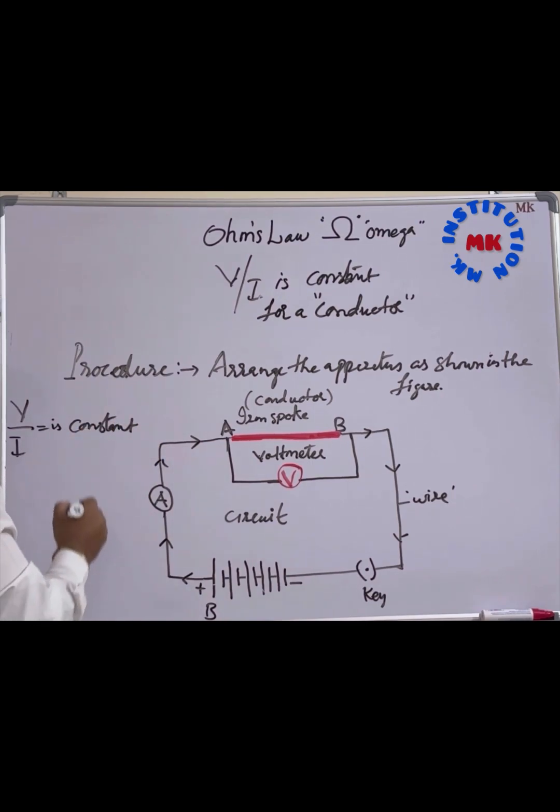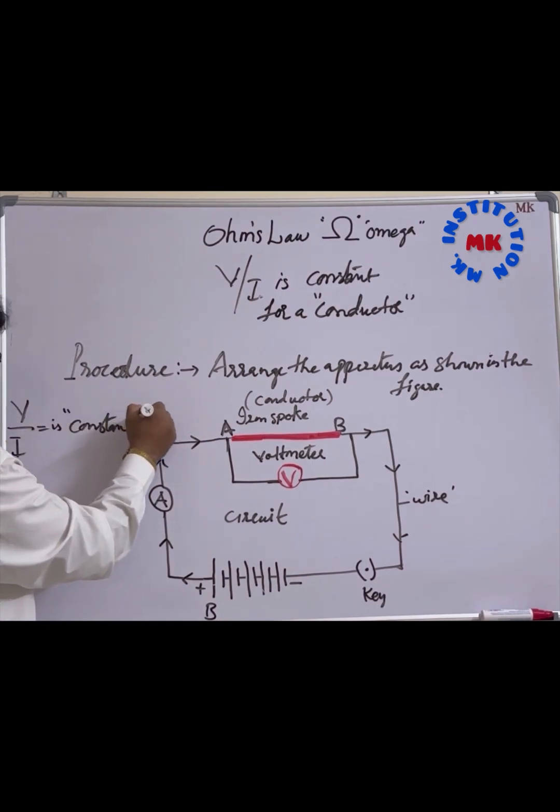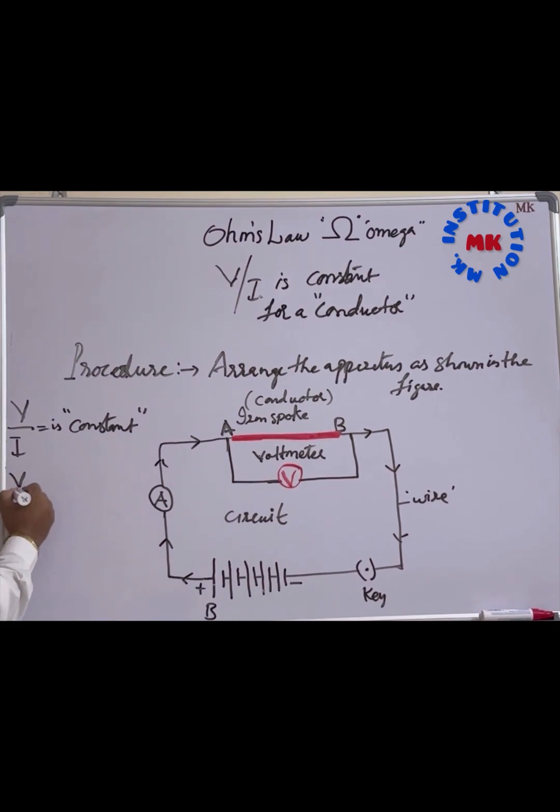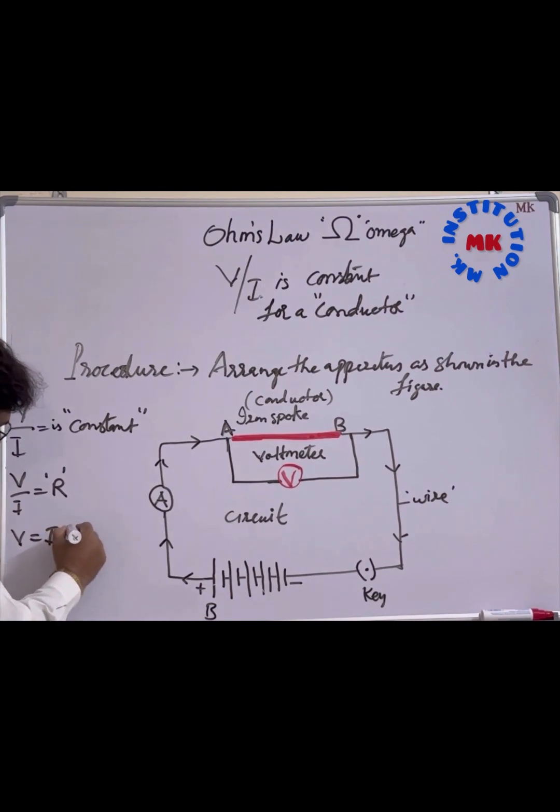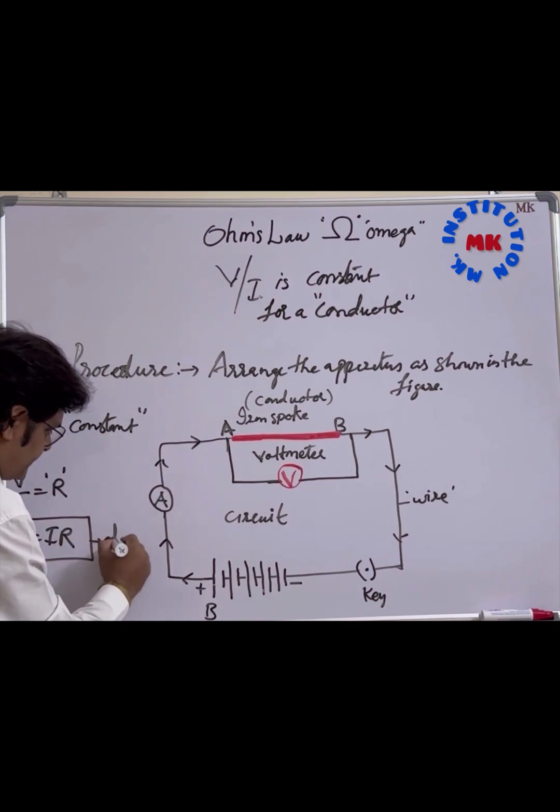Clear? Now, for this constant, the scientists have given one word. V by I is equal to R. The R is introduced here, and what does R mean? Resistance. So V by I equals R. Clear? If you cross multiply, what do you get? V equals IR. This V equals IR is nothing but Ohm's law. This is Ohm's law.